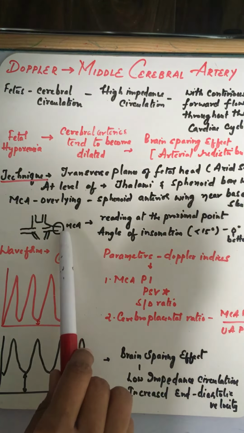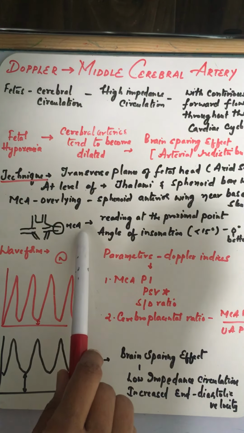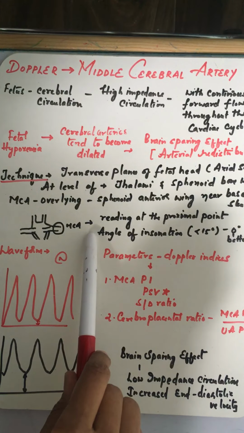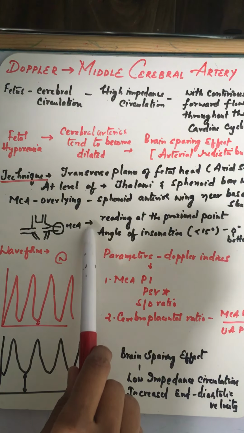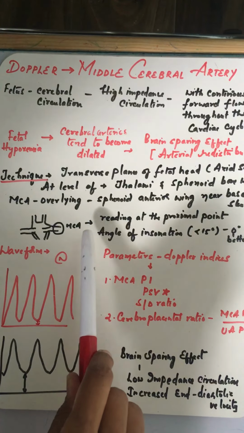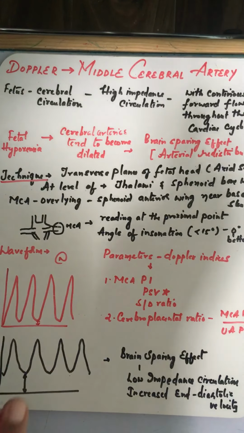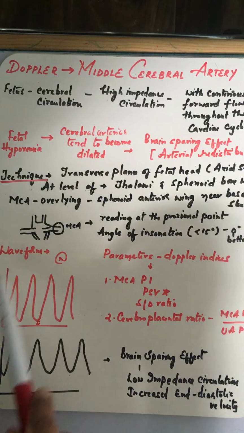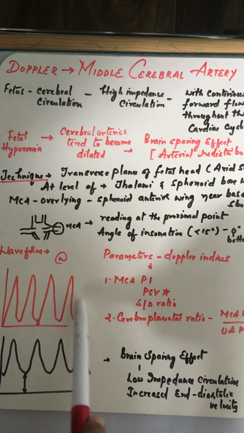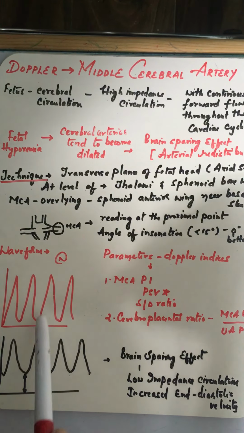The importance of this is that you should not take the sample in the distal part of the MCA. If you take it in the distal part, away from the origin, the peak systolic velocity will be less. So the sample should be taken in the proximal portion. That's the most important. And coming to parameters, this is a normal waveform. In a normal waveform, it's a continuous forward flow with a higher peak systolic velocity, and the diastole will be less due to high resistance.